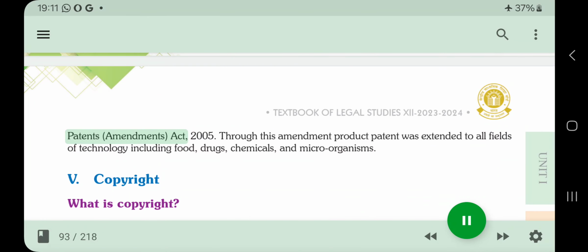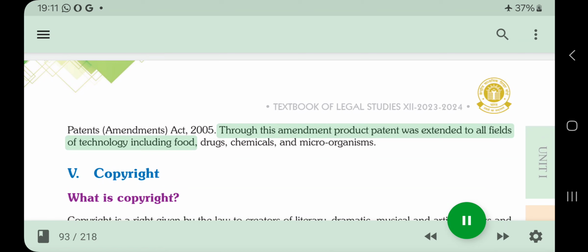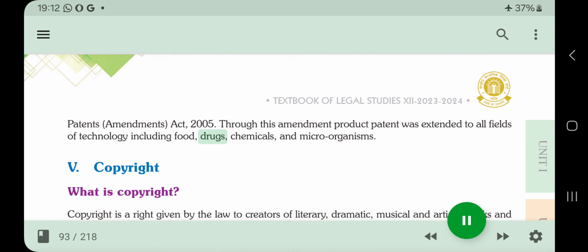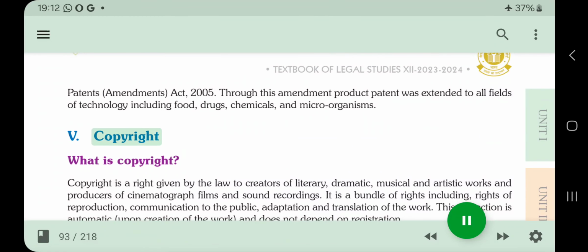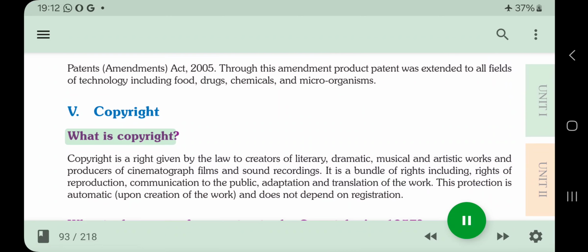Patents Amendment Act, 2005. Through this amendment, product patent was extended to all fields of technology including food, drugs, chemicals, and microorganisms. V. Copyright. What is copyright?